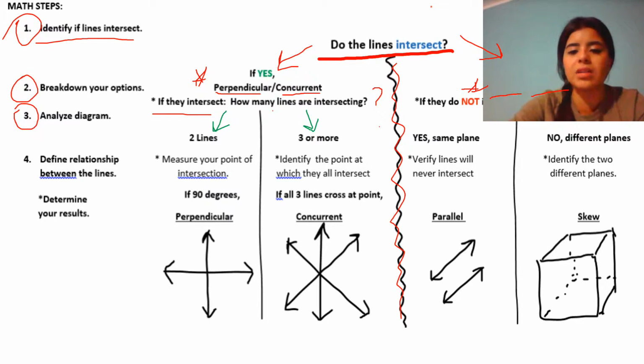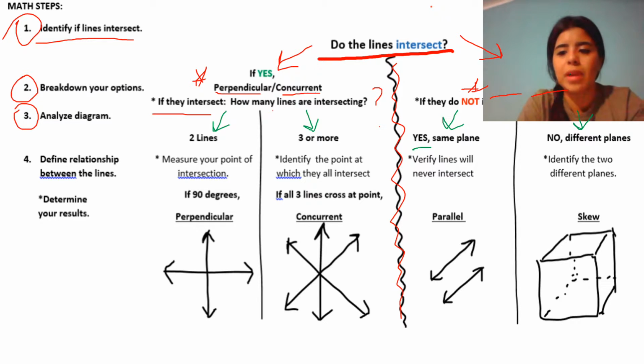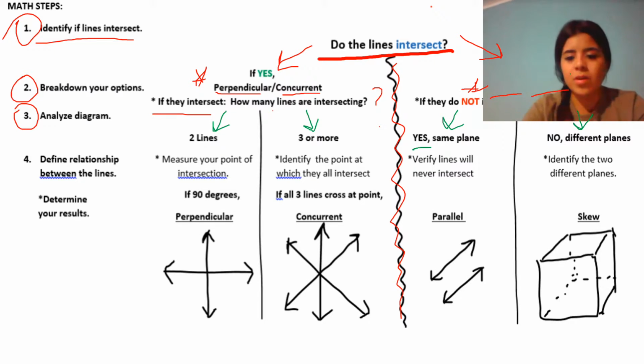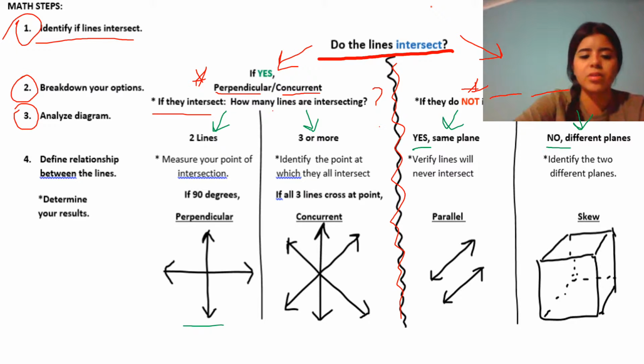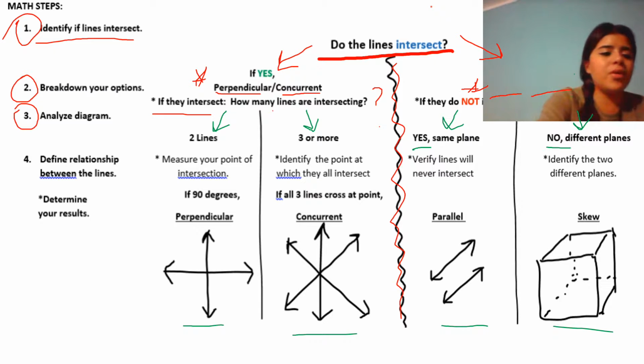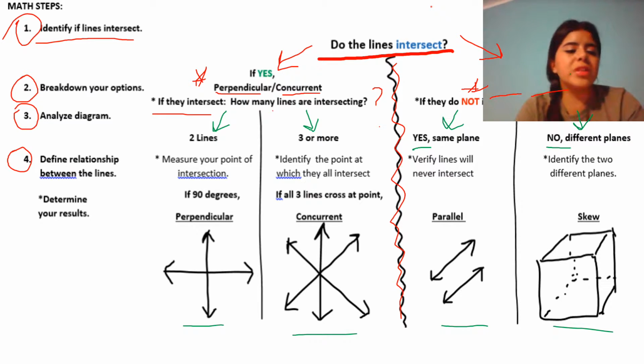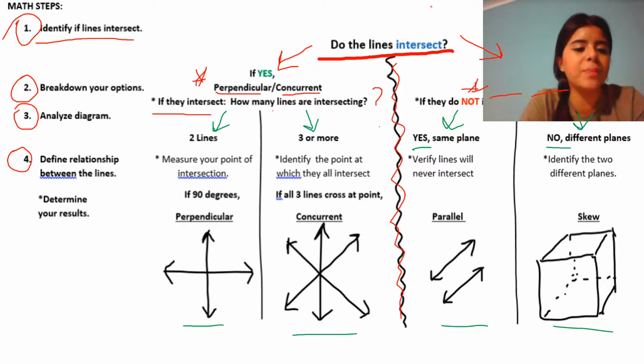If they are not intersecting, are they on the same plane, or are they in different planes? Okay, you have to go ahead and analyze our drawing and look at our pictures, which are down here. Okay, step number 4, we are going to define the relationship between the lines.